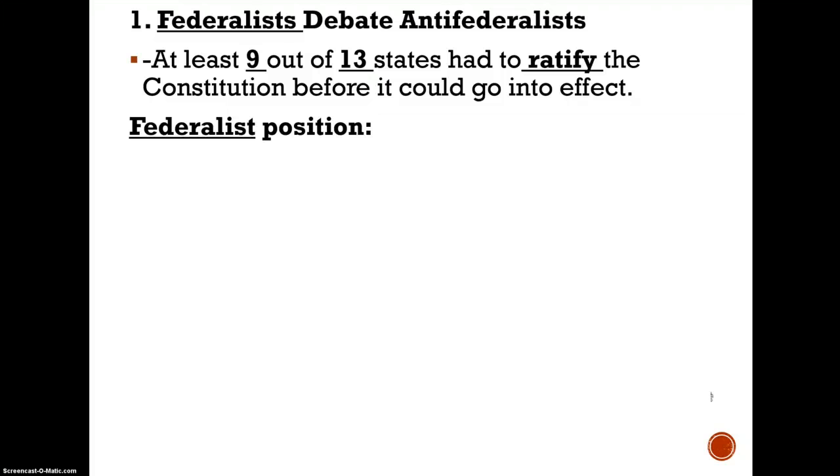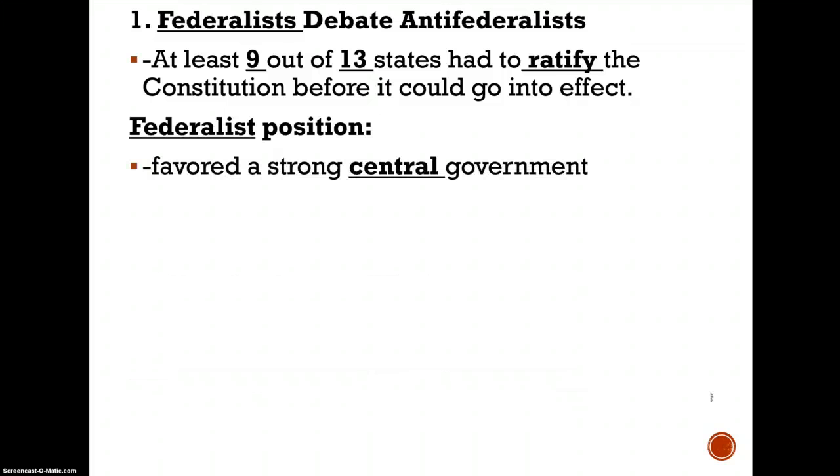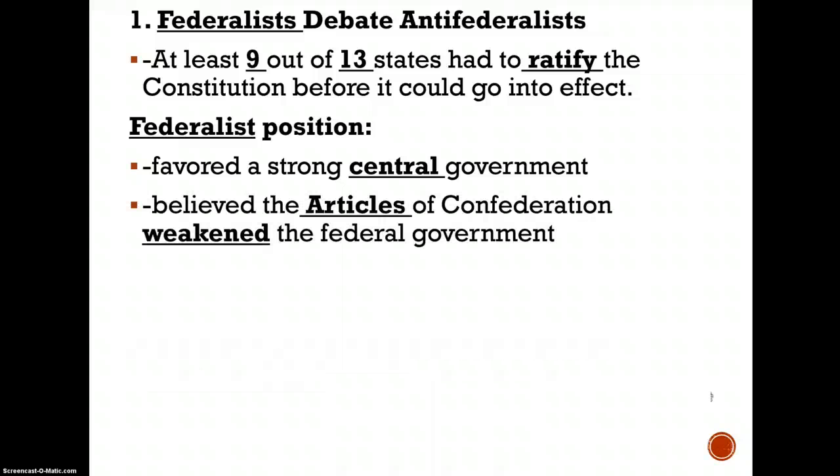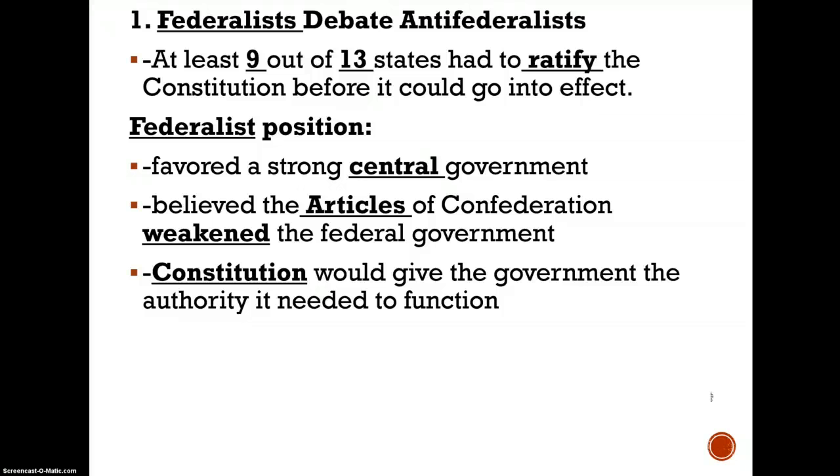And so we have the Federalist position. They believed in a strong central government. They also believed that the Articles of Confederation weakened the federal government. Basically, remember, the government had no power. All 13 states had to agree for anything to be passed. They couldn't tax. There was an inability to raise an army, and so really Federalists felt that the Articles made our country weak. In addition, they believed the Constitution would give the government the authority needed to make sure it functioned well. Again, the ability to tax, to raise an army, to defend our country, etc.